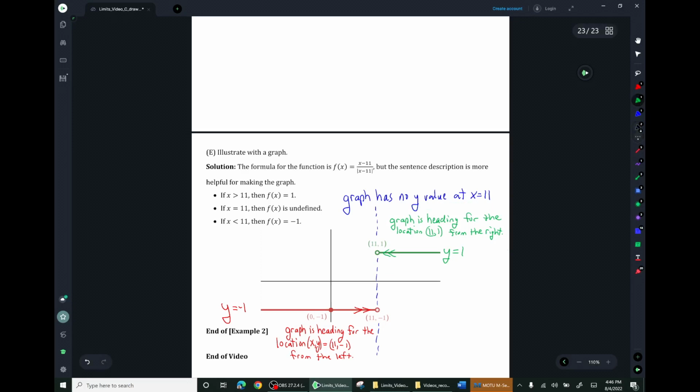Notice that I did not use the word point. I said the graph is heading for the location xy equals 11, -1. Notice there's no point there. We definitely would not have been correct to say point. But even if there was a point there, I would still say the graph is heading for that location. The idea is that the limit expression is about the trend. It's not about what actually happens when you get to 11. And here I wrote the graph is heading for that location.